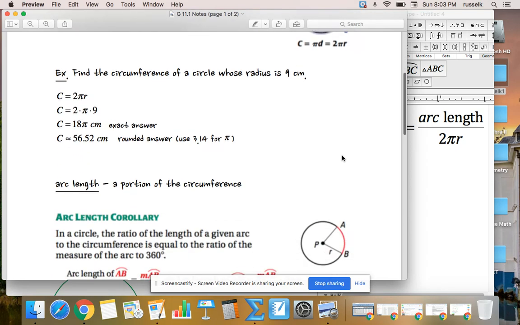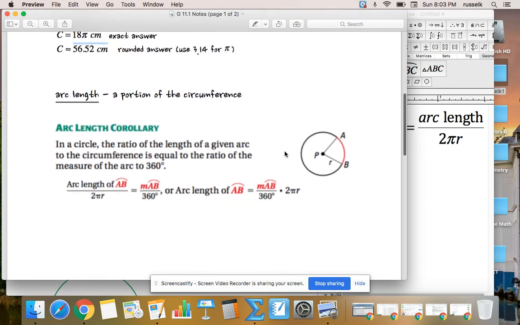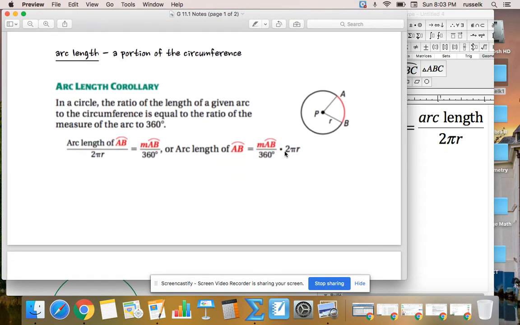Remember, if they ask you to leave it exact, you want to leave pi in your answer. If they tell you to round, go ahead and use 3.14 for pi, and that will give you a rounded answer. Arc length is just a portion of that circumference. So instead of going all the way around a circle, we're just picking a starting and stopping point and measuring the length between them on the circle. So it's just a part of the circumference.